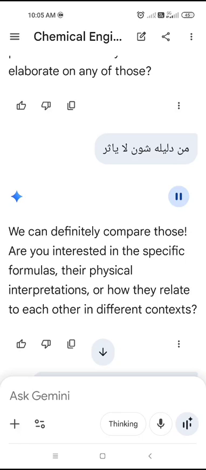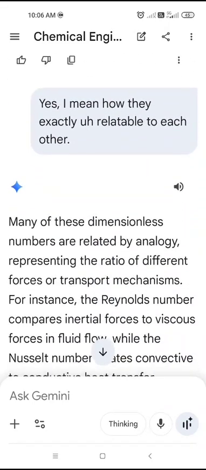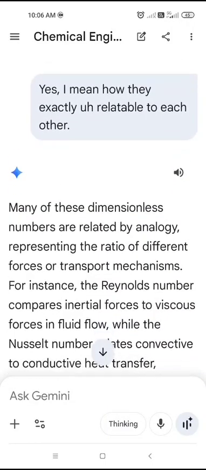We can definitely compare those. Are you interested in the specific formulas, their physical interpretations, or how they relate to each other in different contexts? Yes, I mean how they exactly relate to each other.